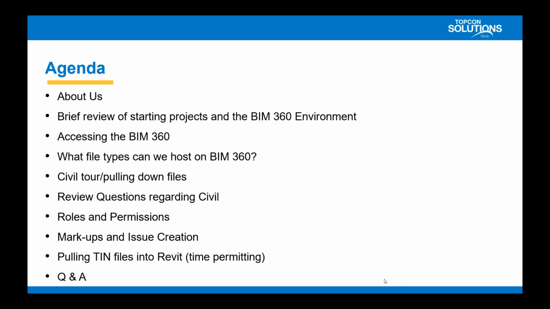We're going to be talking about what different types of files we can host up on the BIM 360 environment. We're going to do a civil tour of our BIM 360 tab and how we can pull files down from BIM 360, and use them either through data references or expressing things. We're also going to pull down some shape files. Then we'll do a review question to make sure there's a good understanding of everything we discussed.